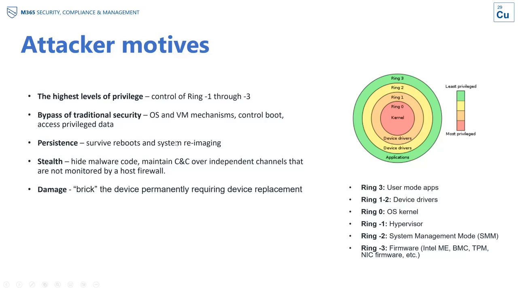BMC modules, and they can achieve stealth communication channels because some of these hardware components are directly connected to external ports without any ability to control, to intercept this communication. And also there is a potential for permanently damaging devices, which could be used by ransomware attackers to damage infrastructure.